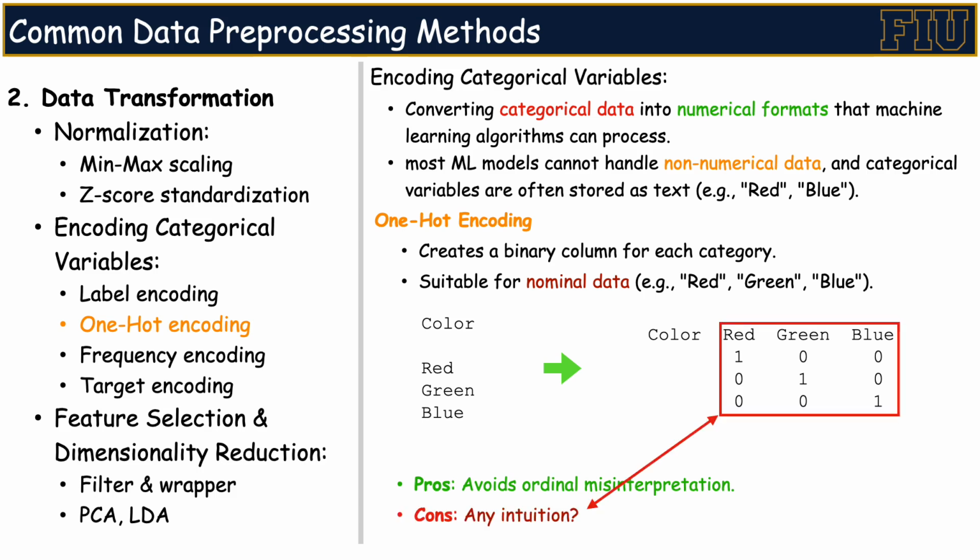What are your thoughts on the disadvantages of one-hot encoding? I believe this drawback is pretty obvious. If you don't have any intuition yet, take a moment to carefully analyze the encoding result and think about what might be wrong with it.